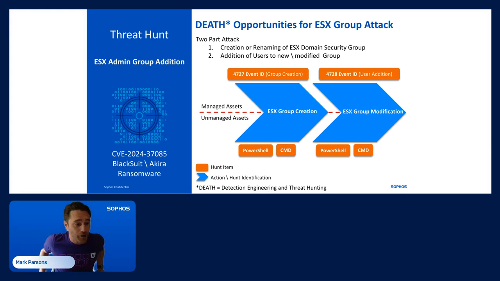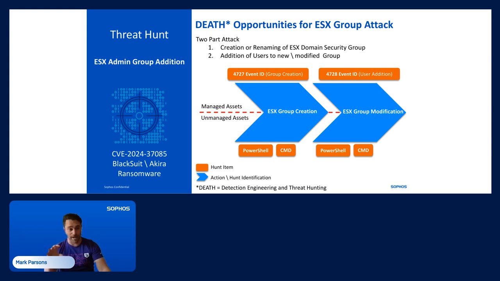Now, how do we actually go about creating the threat hunt to actually catch this activity? This is a detection engineering and threat hunting opportunity for this attack. It's a 2-part attack where the threat actor will either create that group, or they'll add their compromised or created and compromised accounts to that group. And we want to approach it from 2 different perspectives, given the severity associated with this attack.